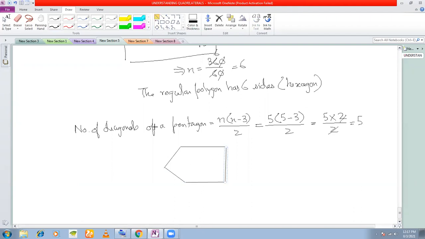This is a pentagon, right? Join the non-adjacent vertices. This is one diagonal, another diagonal, another diagonal, and you can have this way also, and you can have this also. See, are you getting 5 diagonals? Yes, sir. See, 5 diagonals I've got from the formula, and when I draw the figure also, I'm getting 5 diagonals. Clear with this?